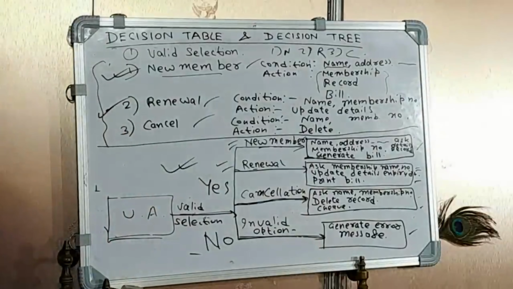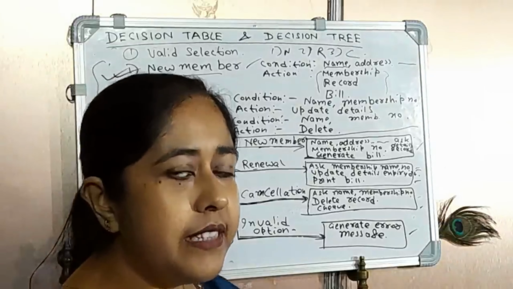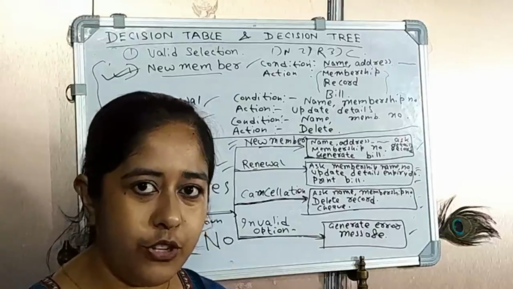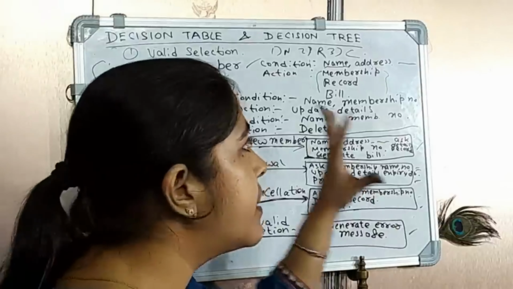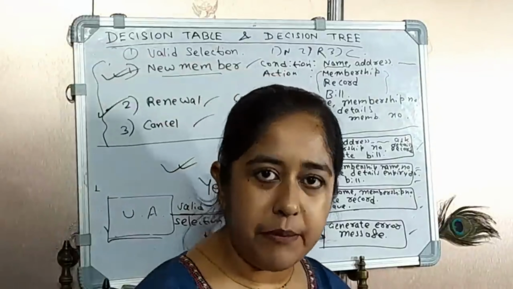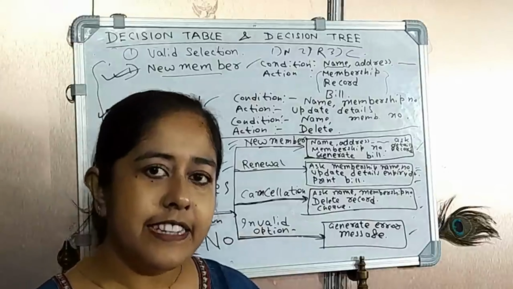So what we see here is that whenever you are taking some decisions, you have to see the condition and the particular action which we are going to take. This is what is in the chapter on decision tree and decision table. I think you have seen what is there and it is clear for you.